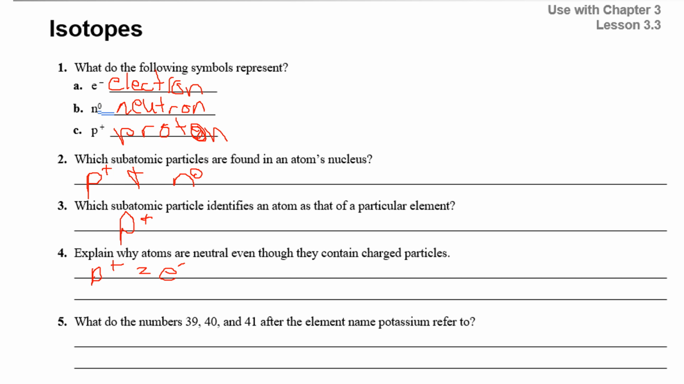What do the numbers 39, 40, and 41 refer to? That is the mass number. Do we remember how we add that up? Mass number equals the protons plus the neutrons. That gives us our mass number: protons plus neutrons.